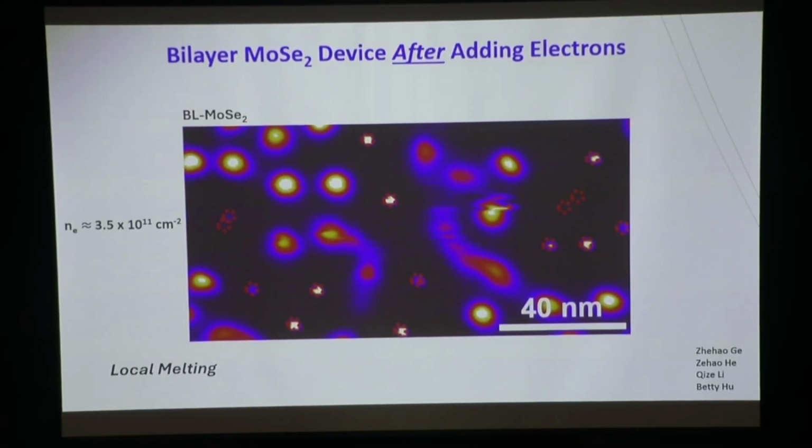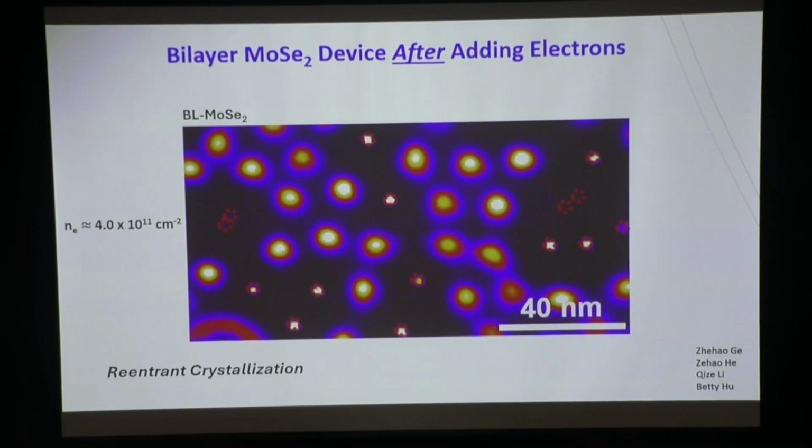And now we see something interesting. What we see is a stabilization of the electron crystal. For us, we consider that to be a pretty good Wigner crystal. You can see that the electrons are really trying to form a triangular lattice. They're nicely crystallized. We call this reentrant crystallization, and we saw a lot of this. We would add electrons, and they would melt, and then they'd recrystallize, and they'd melt and recrystallize.